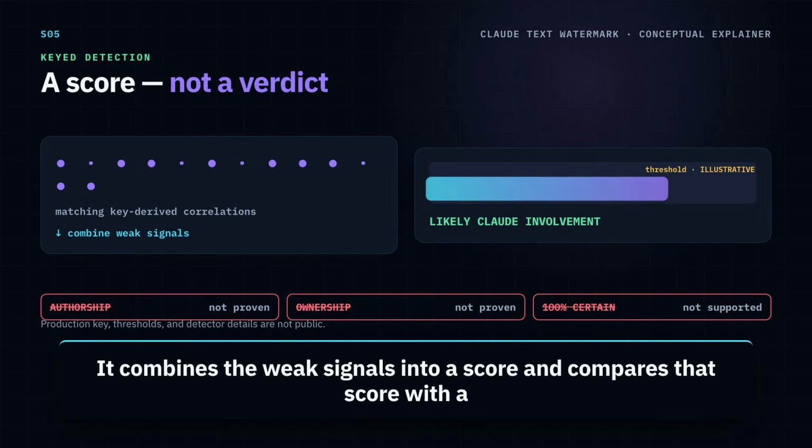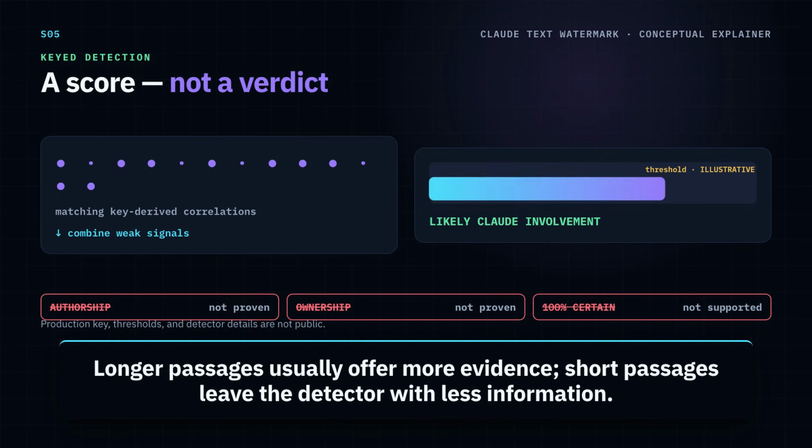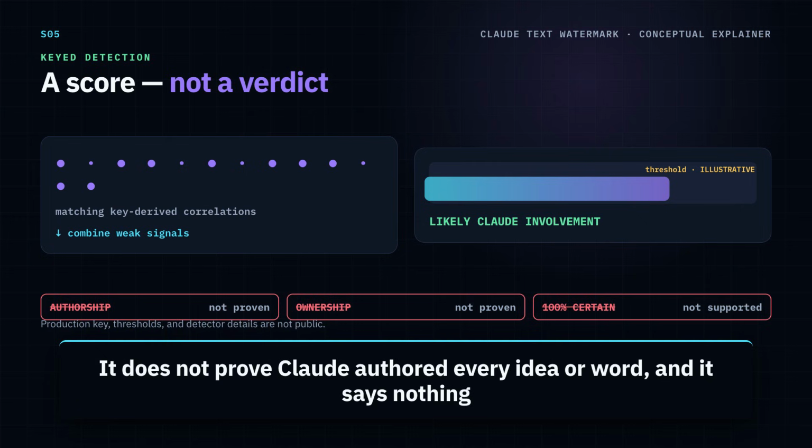A positive result means Claude was likely involved at some point. It does not prove Claude authored every idea or word, and it says nothing about ownership. Anthropic says a detection API is coming, but its production key, thresholds, and implementation details are not public.